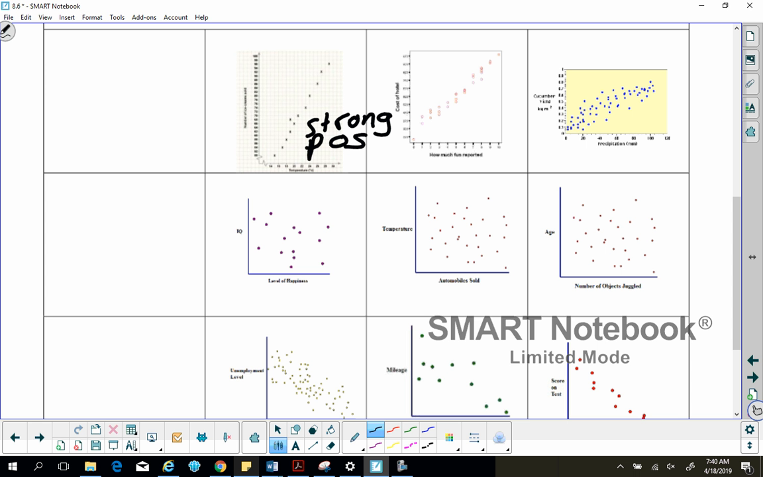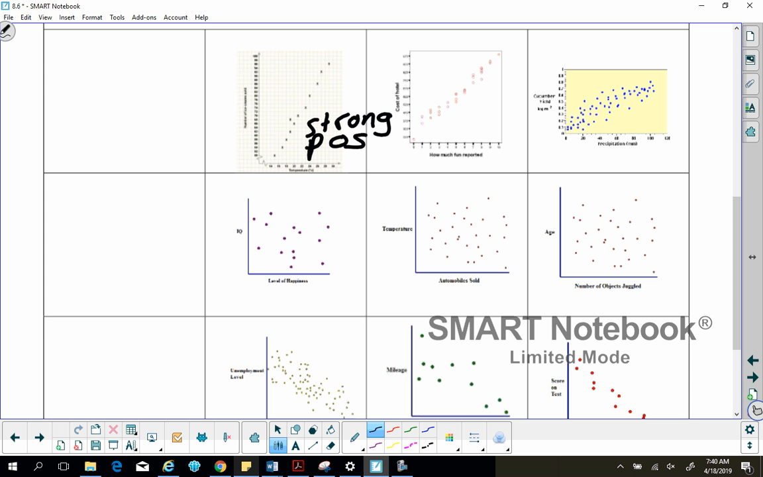If they're in the middle, they're not weak or strong, but they're a correlation. They're in the middle. It would be like a moderate correlation. For the ones that are negative.